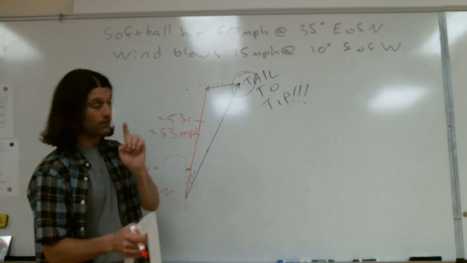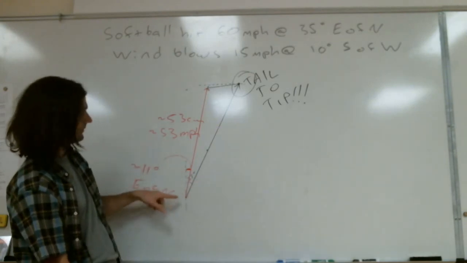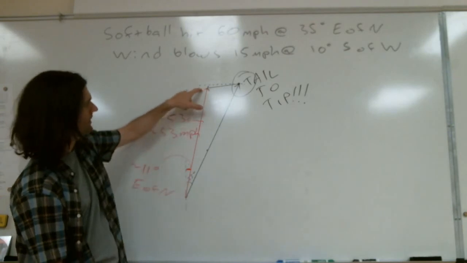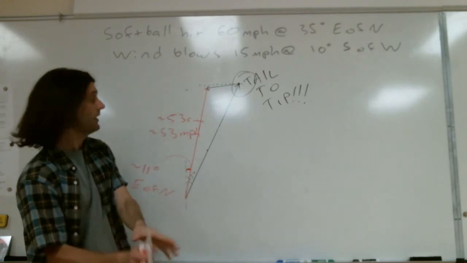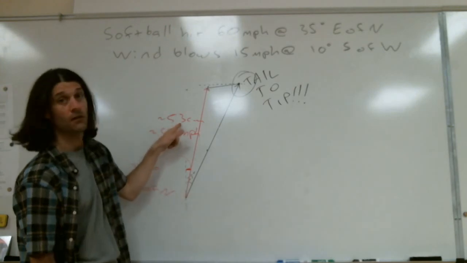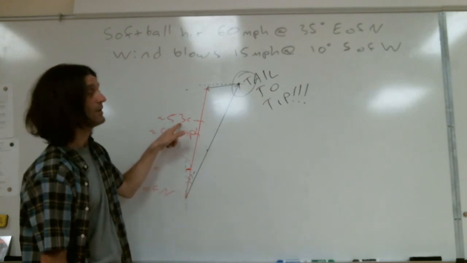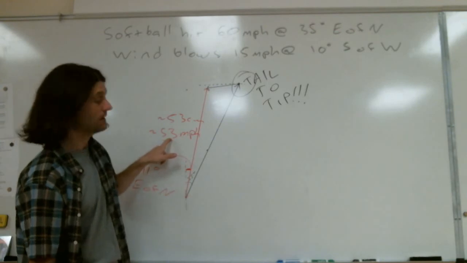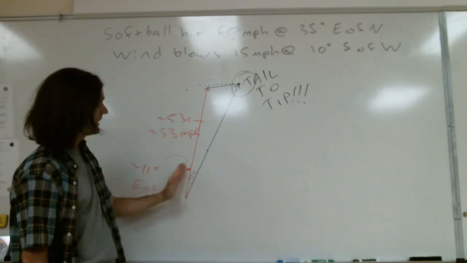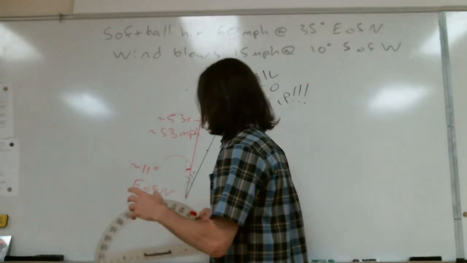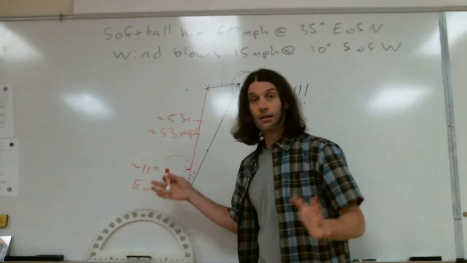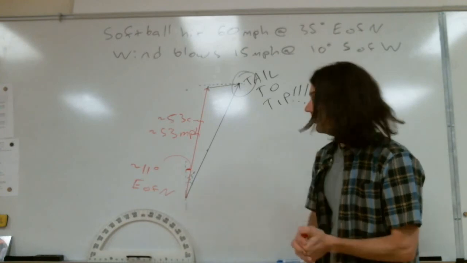The resultant now, the tail to tip rule for resultants, is tail of where you started to tip of where you ended. Connect those two, and since you drew it to scale, all you've got to do is measure its length. In this example, it happened to be 53 centimeters, which means it's 53 miles an hour. And just measure what angle it's pointing. In this case, it was dancing around 11-ish degrees, and then give it some reference point, east of north.